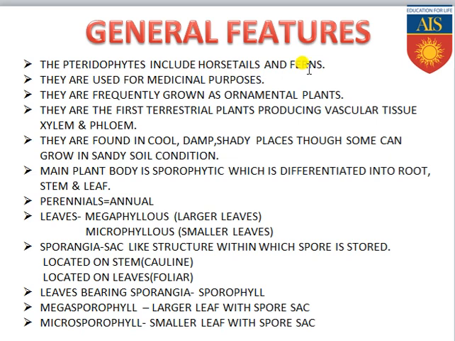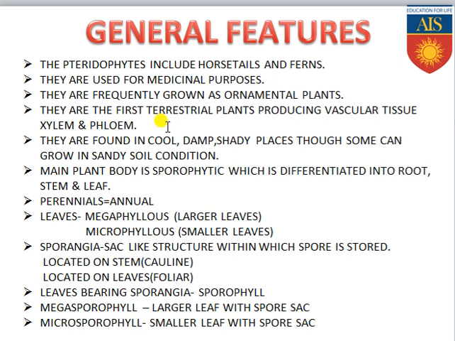present within pteridophytes. Keep it in your mind, these horsetails or ferns which are available in our environment are mostly used for medicinal purposes, and frequently they are also used as ornamental plants, because the leaves and other structures present in the plant body are very attractive. So for that reason those parts we can use for decoration. They are the first terrestrial plants which have produced the vascular tissue, that is xylem and phloem.